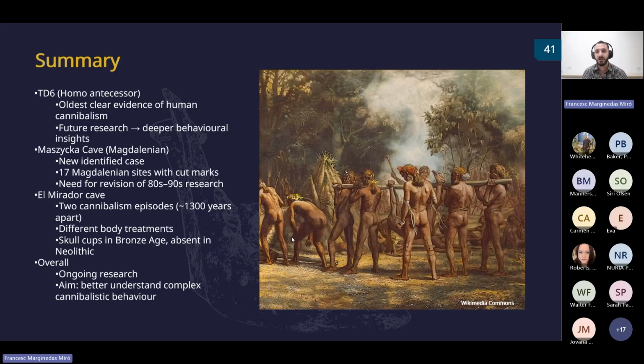Also, the fact that there are 17 Magdalenian sites with cut marks is quite striking to me. Considering that much of this research was done in the 80s and the 90s, a revision of some of these sites would be very interesting. In the Mirador Cave, we have 2 episodes of cannibalism at the same site, separated by around 1,300 years, with different treatments of the bodies. While the Bronze Age assemblage includes the skull caps, these are absent in the Neolithic one.